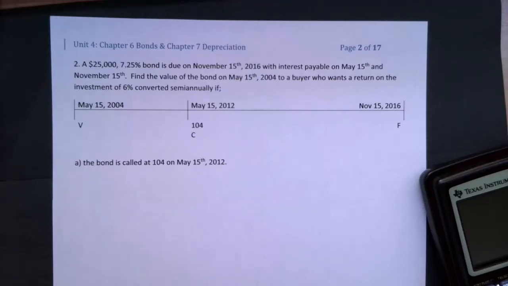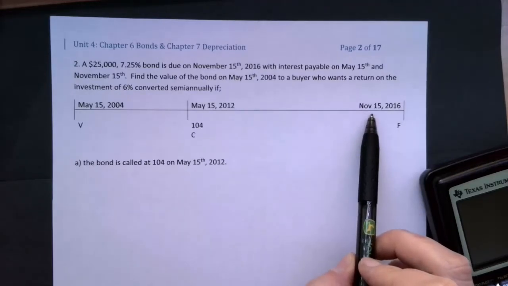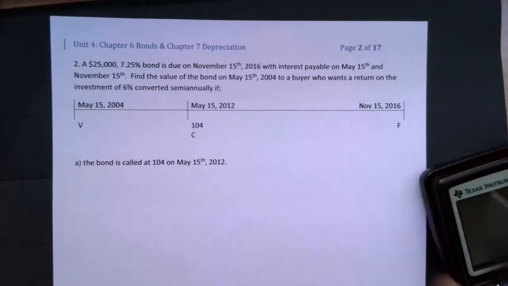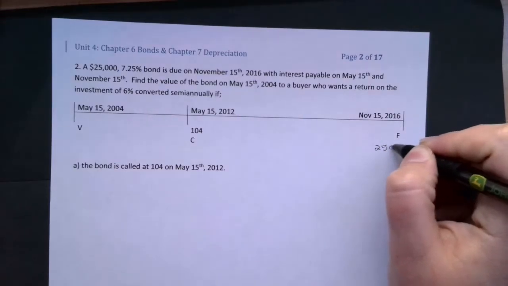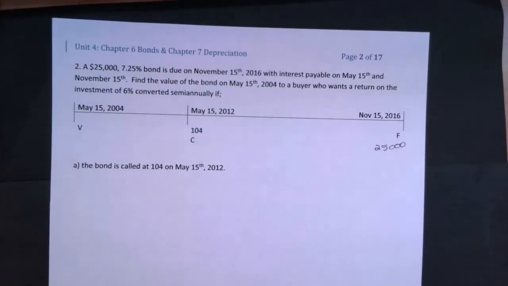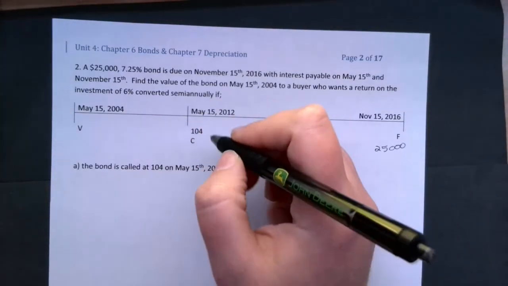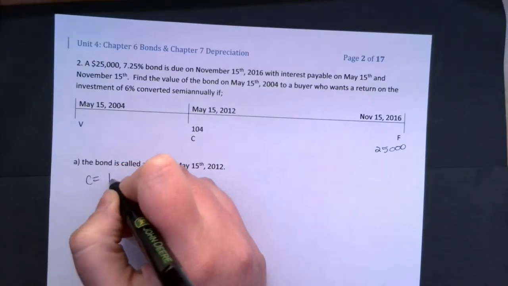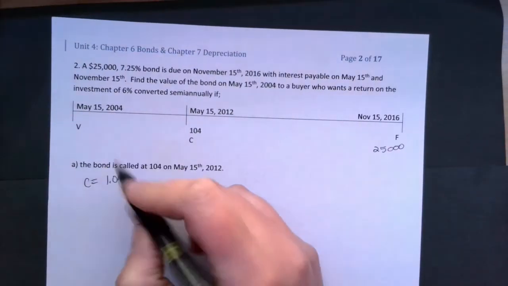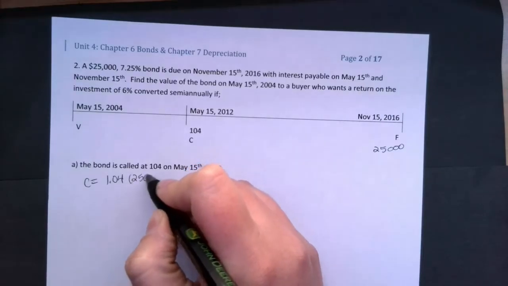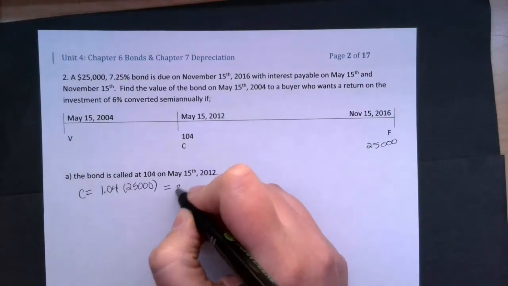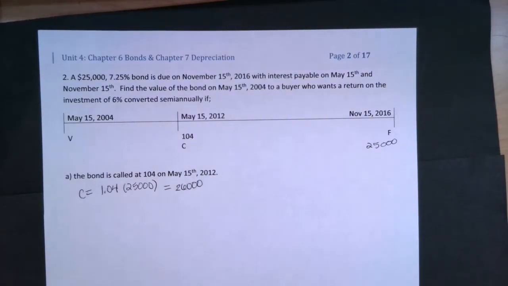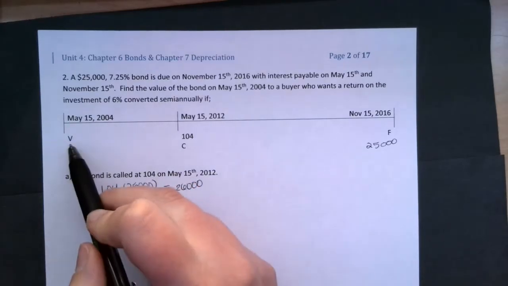Okay, so here I already have my timeline set up. Down here is our maturity date. Our face value goes down there, so that's $25,000 for F. Then we're calling it in part A at 104, so C is going to equal 1.04 divided by 100 times our F, which was 25,000. When we multiply those together, we get 26,000. You do that on your own. We're trying to find V.